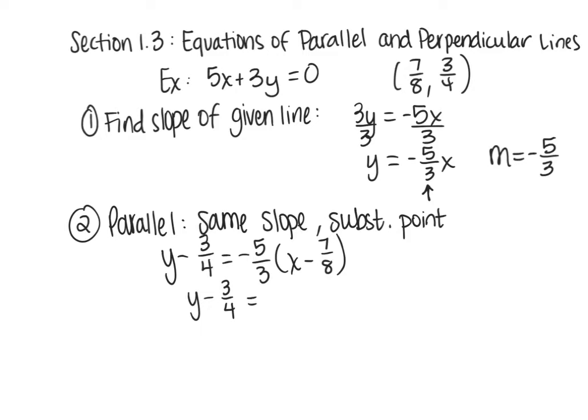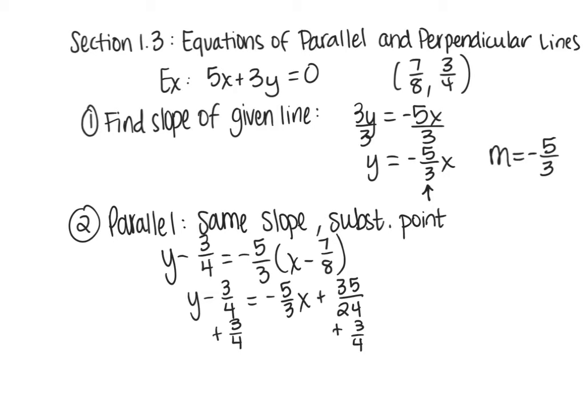I need to distribute that negative 5/3 first. So I multiply, I get negative 5/3 x, and then I multiply my fraction, negative 5/3 times negative 7/8. When multiplying fractions, you multiply the numerators, you multiply the denominators. So negative 5/3 times negative 7/8 is going to give us positive 35/24. Then I need to add my 3/4.